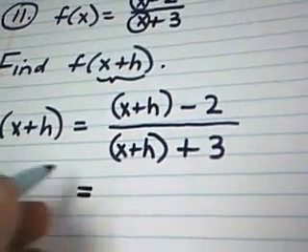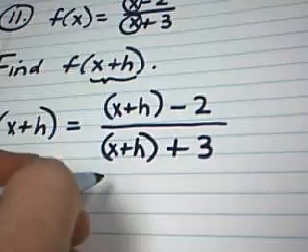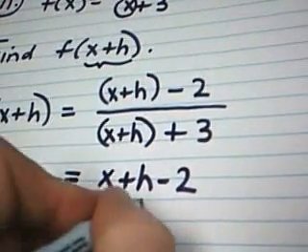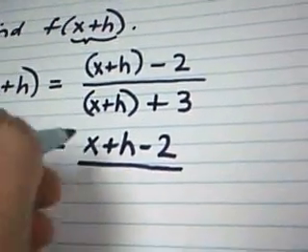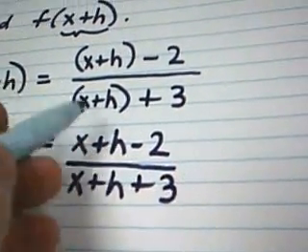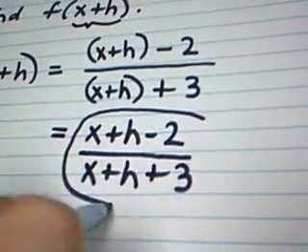So, as I continue, the numerator actually becomes x plus h minus 2. The denominator becomes x plus h plus 3. This is my correct answer.